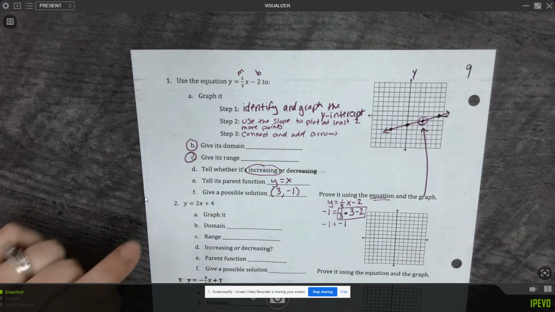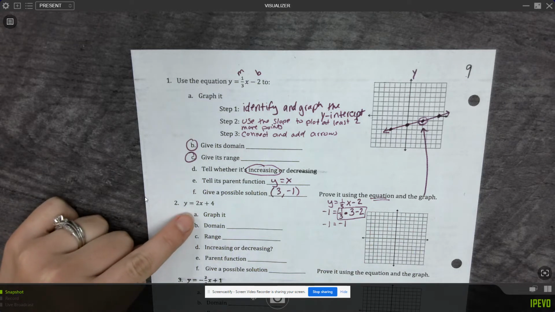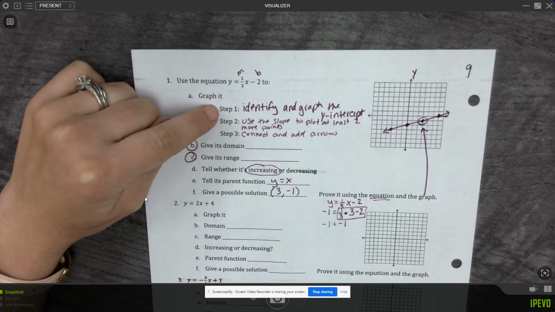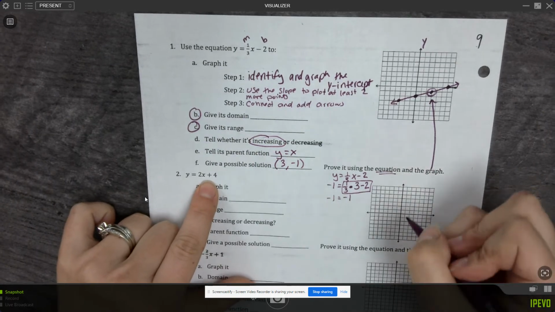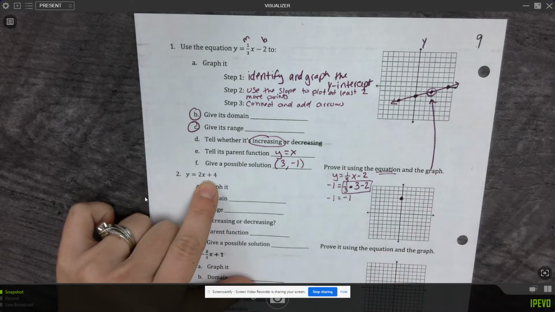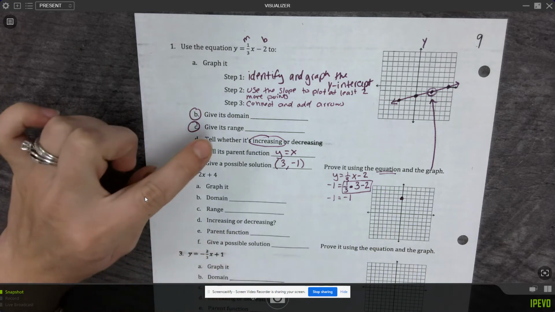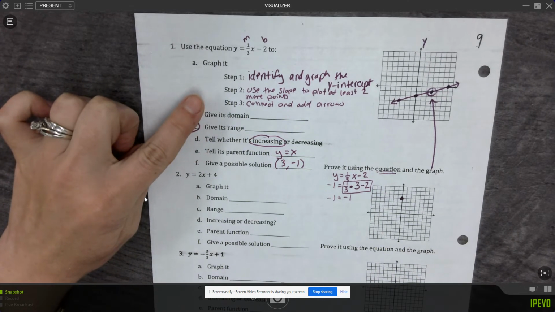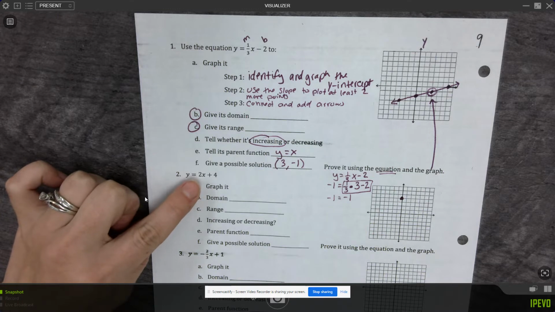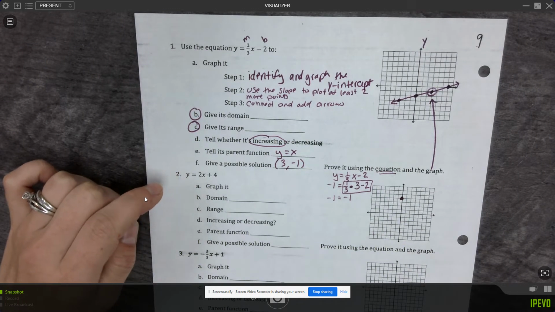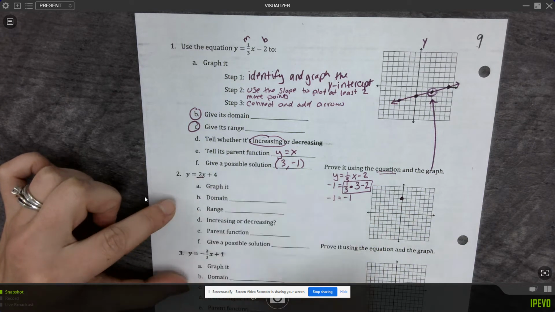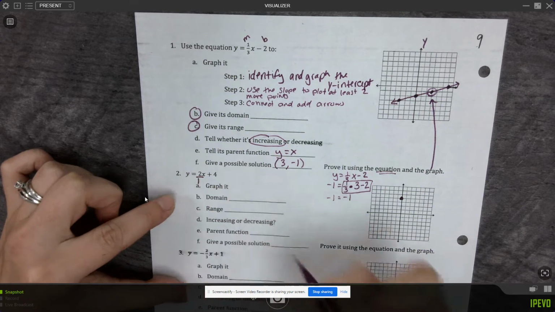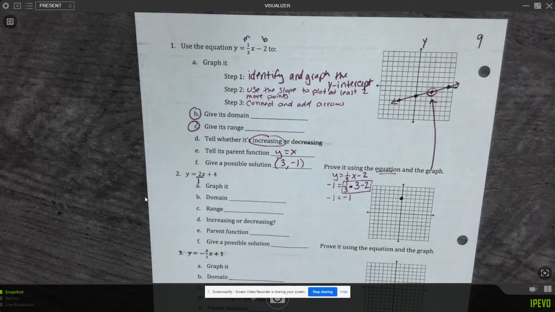All right, number 2. Y equals 2x plus 4. Graph it. Number 1, identify and graph the y-intercept. Your y-intercept is a positive 4. So on your y-axis, go up to 4. Put a dot. Number 2, use your slope to plot at least 2 more points. Your slope is 2. Remember that slope is rise over run. So I really need a fraction here. 2 is not a fraction, so let's make it a fraction. 2 over 1, because if it's divided by 1, it stays 2. So 2 over 1 is the same as 2.